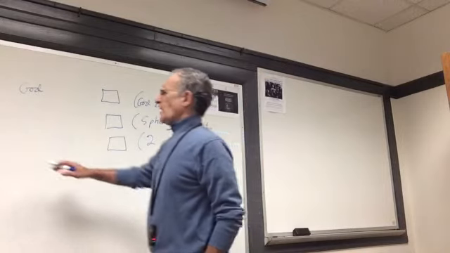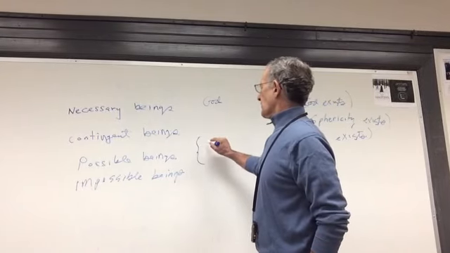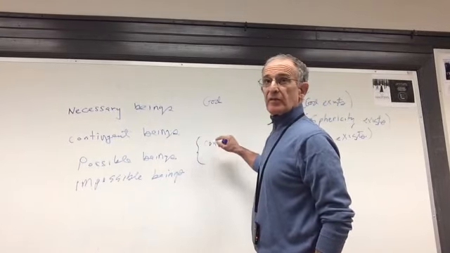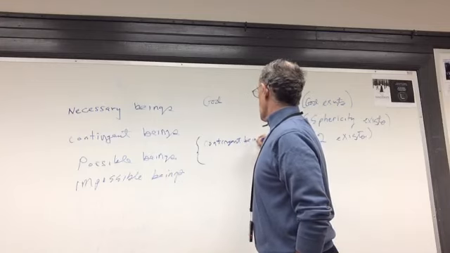So possible beings are either necessary or contingent. The class of possible beings is the contingent beings plus the necessary beings. Either one is considered a possible being because it could exist. So God would be a possible being, and so would Trump.